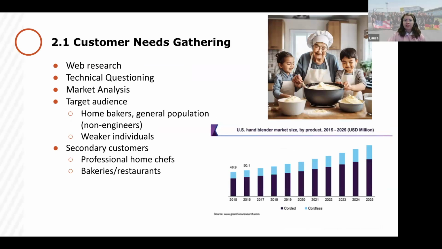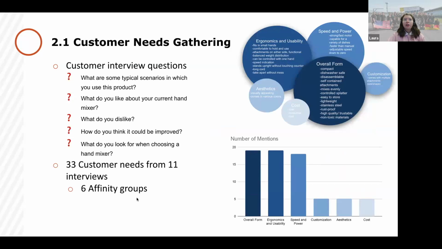Our market analysis concluded that our target group is the lower base of the economic pyramid, aiming to address the hobby home baker as well as the older generation. Professional home chefs and bakers who also would be interested in our highly efficient and well-designed product are counted as our secondary customers.